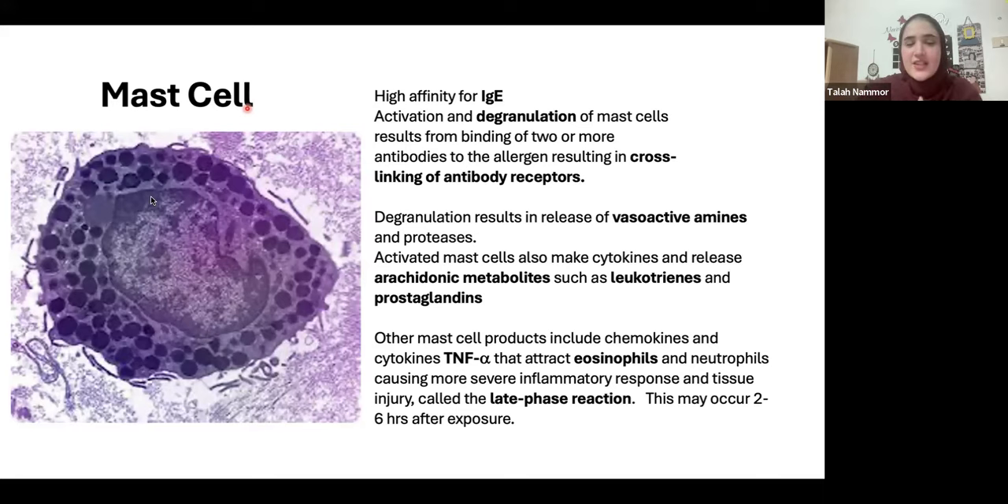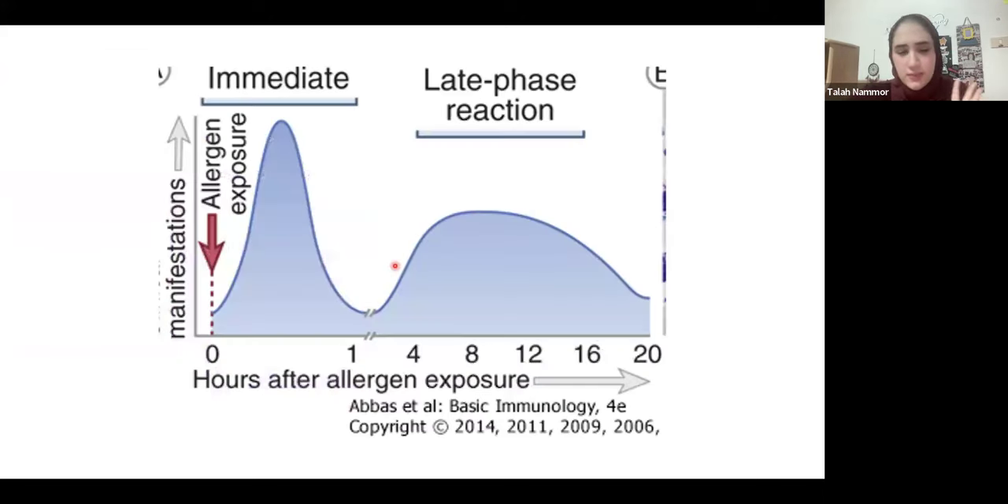Okay, so mast cells, they're the boss of the show. These are the things that we already talked about. They have high affinity for IgE, so IgE will bind to them, and after it binds to them, we're going to have cross-linking. Guys, these are things that you know, I'm not gonna go over it due to time. This is what we talk about when we say it's an immediate reaction.